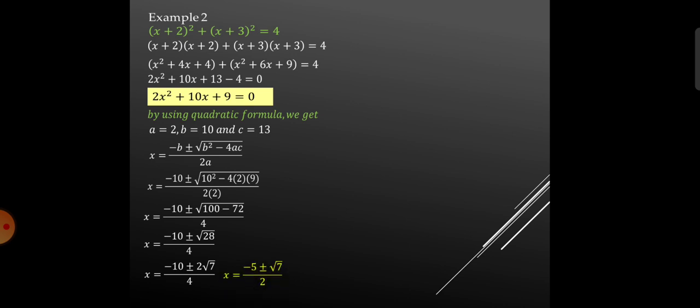If ganahan pa dyan ka, ipa-simplify pag yun na siya, sir. Nganong negative 5 plus minus square root of 7 over 2 na siya? Yun sa siya pag-simplify, sir.